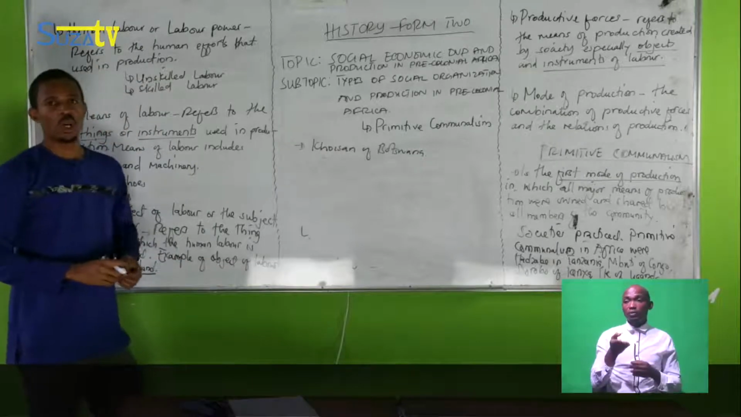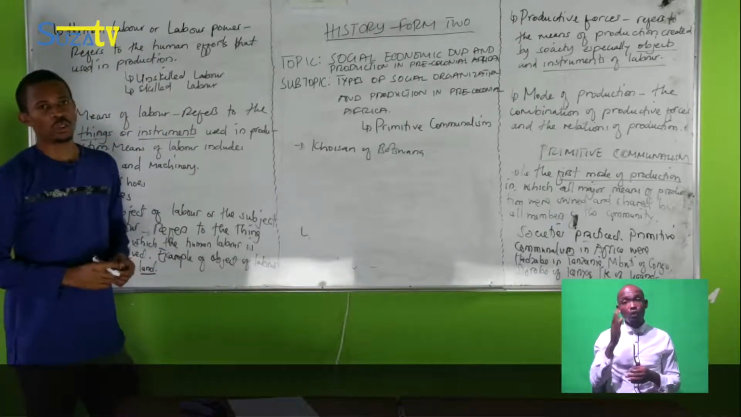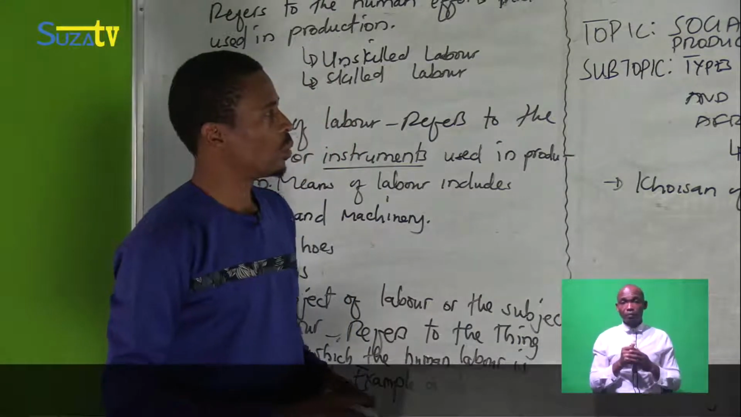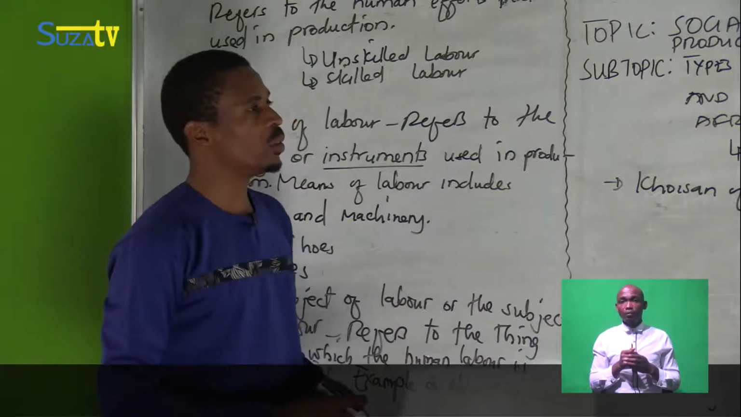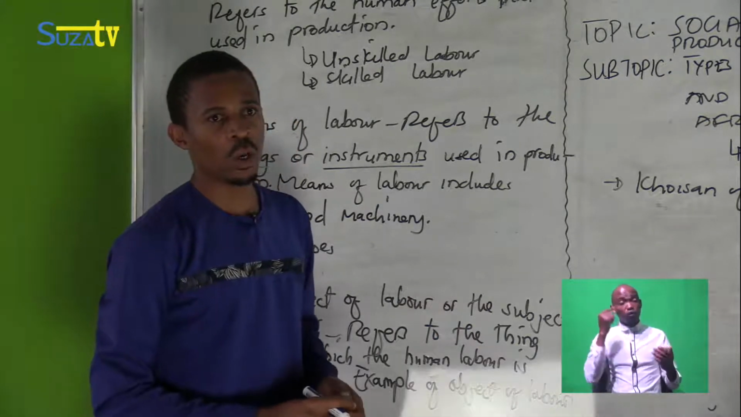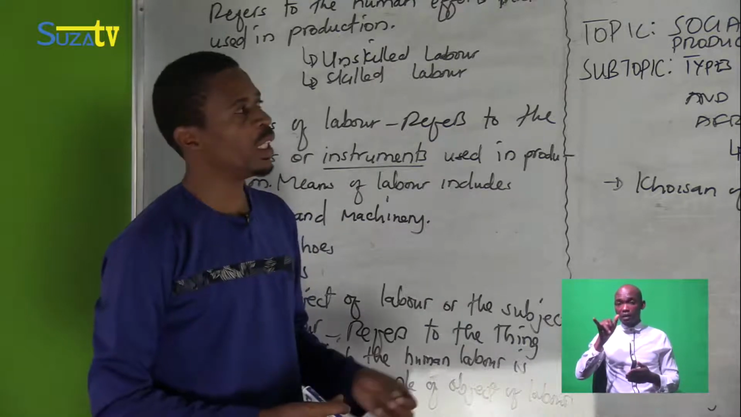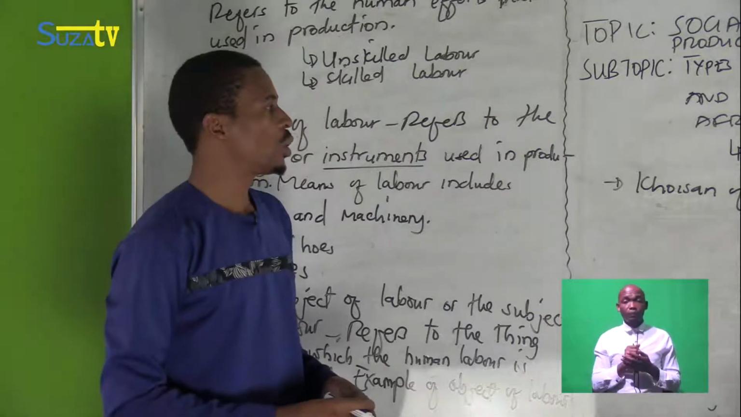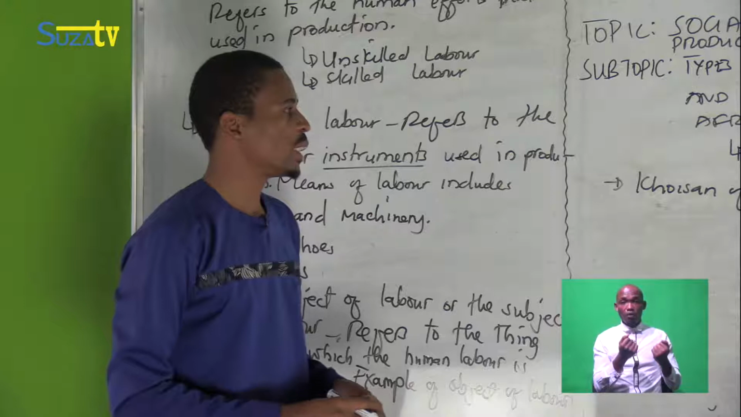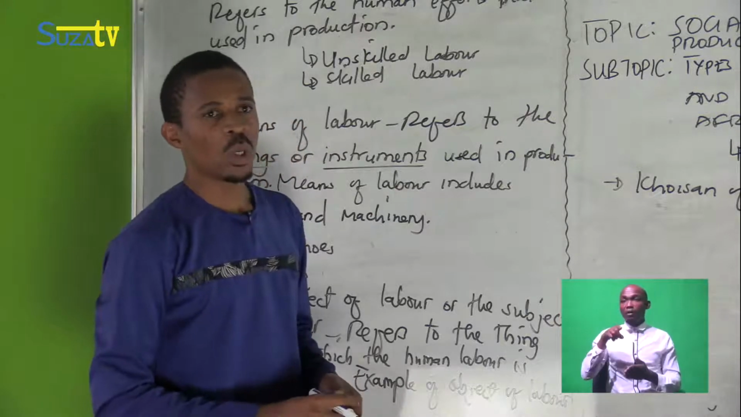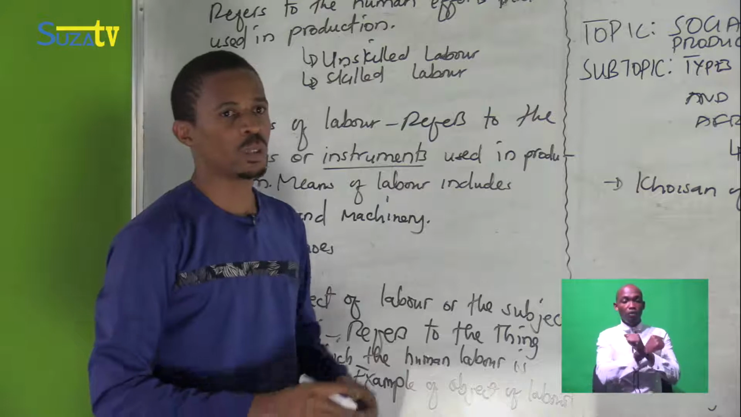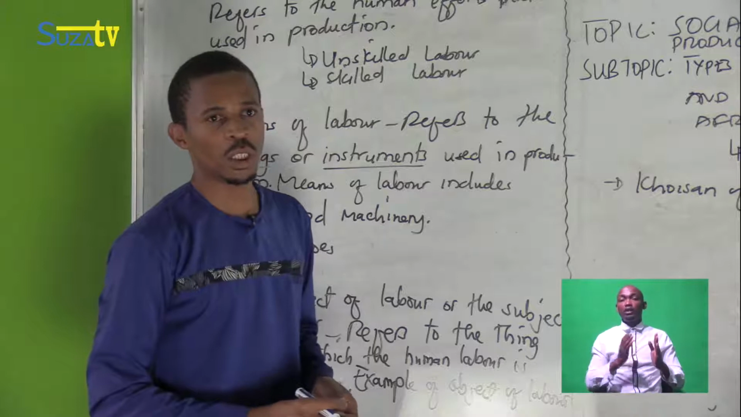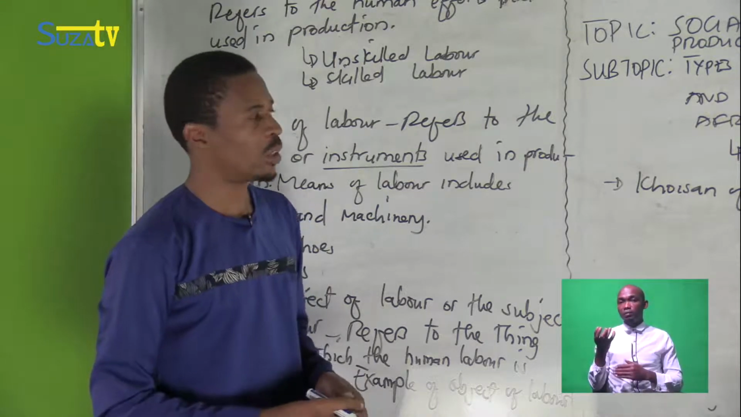Dear students, I hope you have understood our today's lesson, and you are now able to define the key concepts concerning this second topic of history. Also, you are now able to define primitive communalism as the first mode of production or the first social organization that existed in Africa.